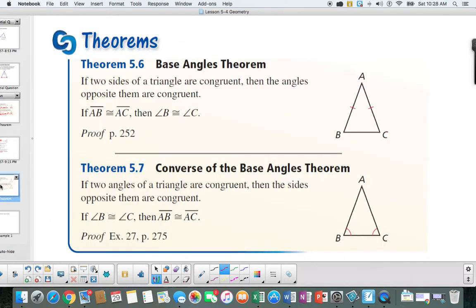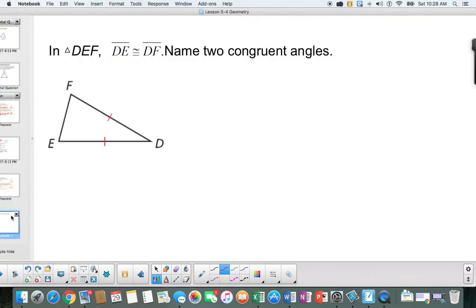All right, one more time. Here's the theorem again. If two sides of a triangle are congruent, then the angles opposite them are congruent. If two angles of a triangle are congruent, then the sides opposite them are congruent. All right, so let's name two congruent angles. DF is congruent to EF. The angle opposite this side is this one. The angle opposite this side is this one. So our conclusion is angle E is congruent to angle F.